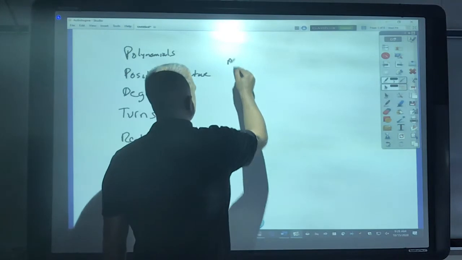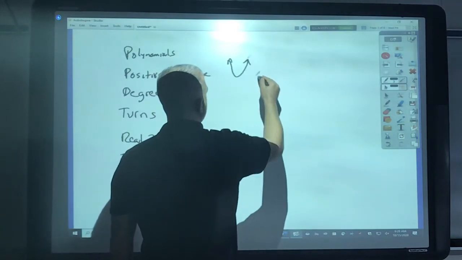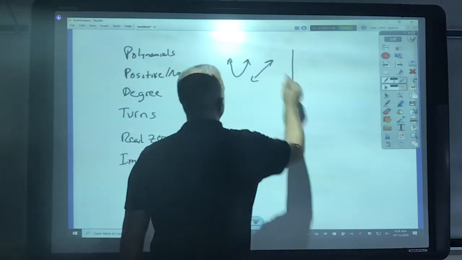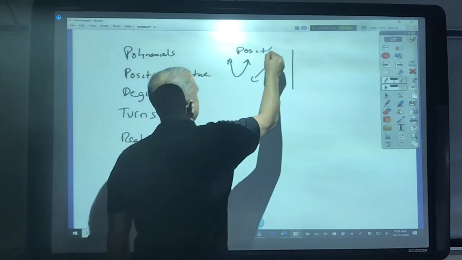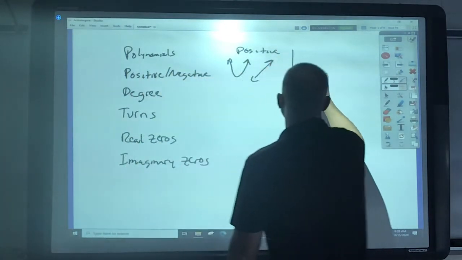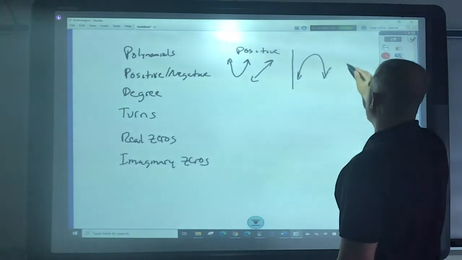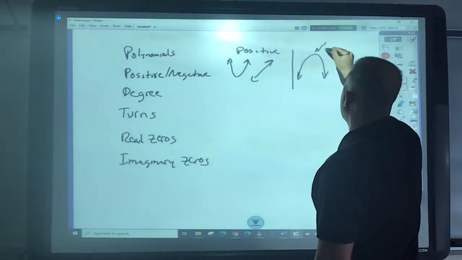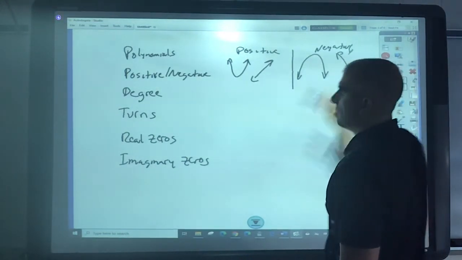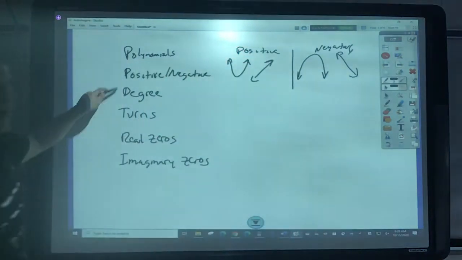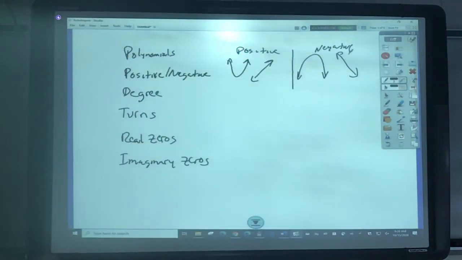Now, positive, negative, we've sort of really talked about this already. If you have a graph where the arrows are like this or this, that's going to be positive. We did that when we discussed end behaviors. If the graph arrows are like this or this, it's negative. So that's nothing new there. Now, all these things correlate.